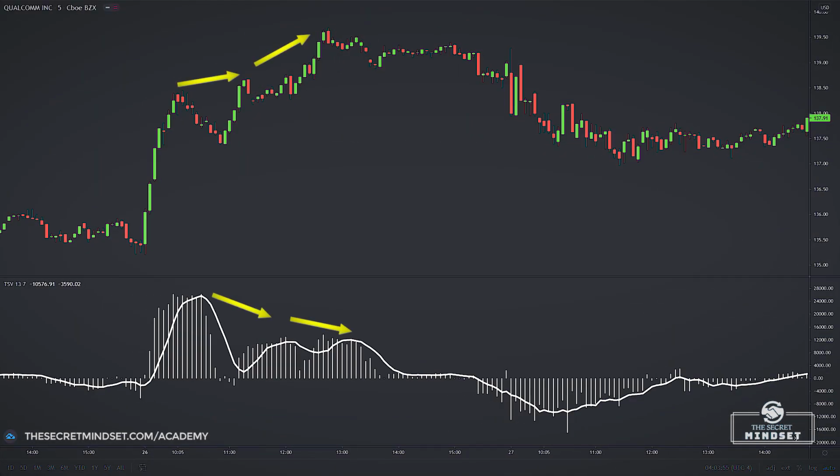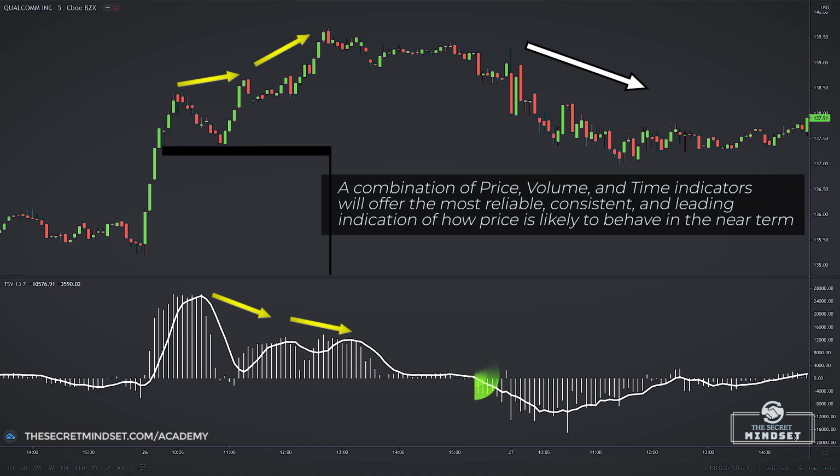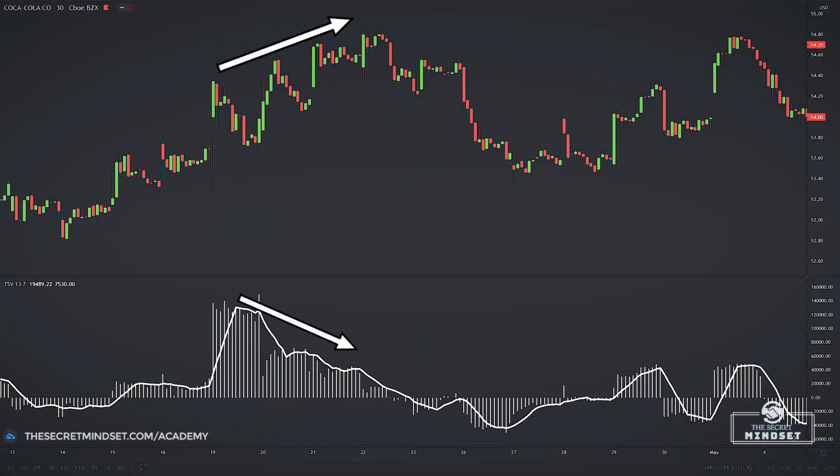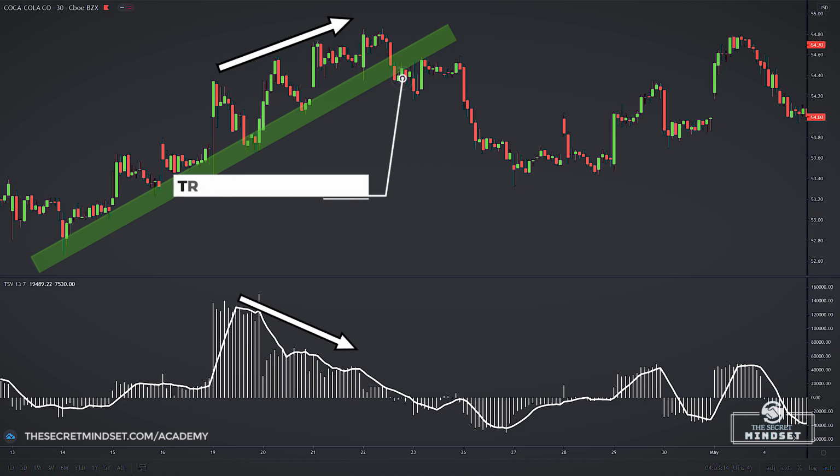Nowadays, with institutions using many variables of specialized orders that control price, volume is even more critical to use. Price no longer is the most important indicator. A combination of price, volume, and time indicators offer the most reliable, consistent, and leading indication of how price is likely to behave in the near term for short-term trades. So here are other examples of positive and negative divergence trades using the time-segmented volume oscillator.